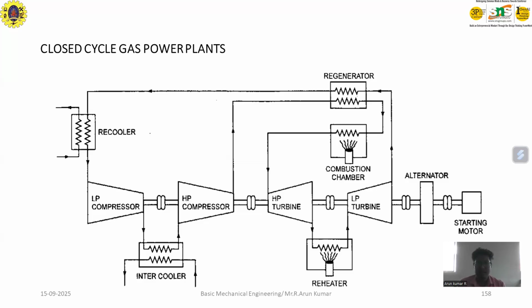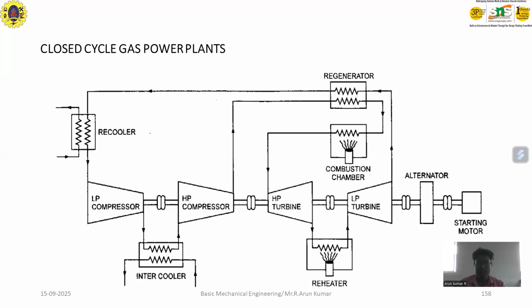So what is the basic difference between the open cycle gas power plant and the closed cycle gas power plant? In the open cycle, the air enters on one side and the exhaust is connected to the atmosphere. But here it is not like that. Here we are looking at the closed cycle gas power plant, where the cycle goes on continuously.